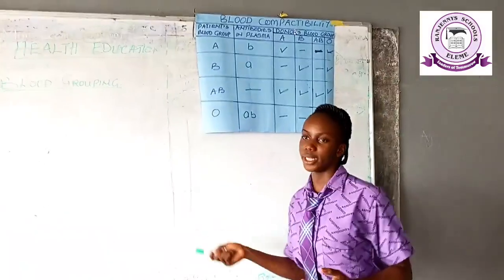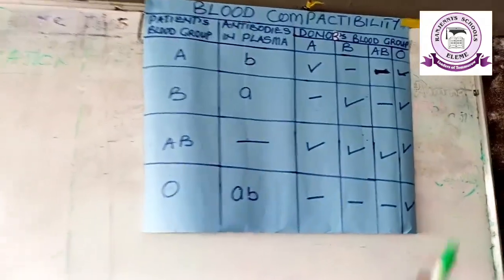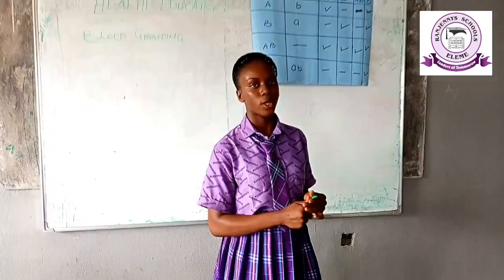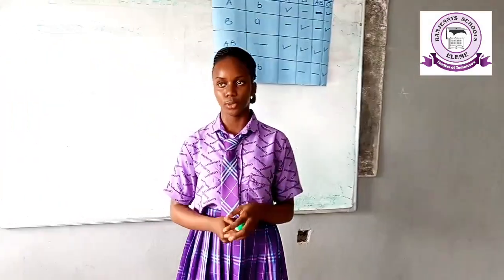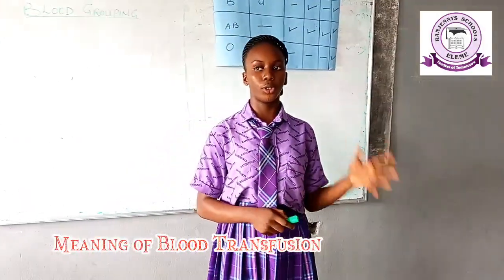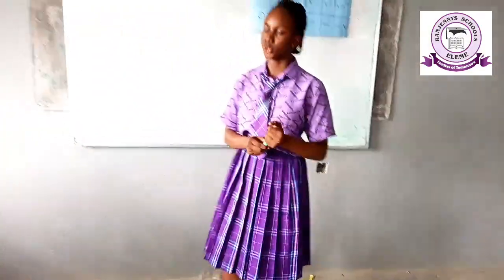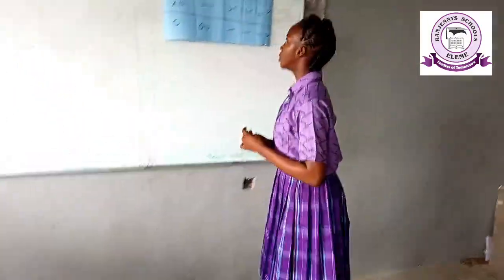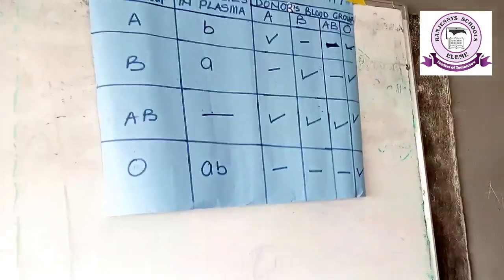Now we are going to be looking at blood compatibility in blood transfusion. What is blood compatibility? Blood compatibility is the matching of blood types between a donor and a recipient to ensure safe and effective blood transfusion. What is blood transfusion? This is the transferring of blood from a donor to a recipient to replace lost or damaged blood. From the chart above, we are going to be looking at the patient's blood group, the antibodies in plasma, and the donor's blood group.